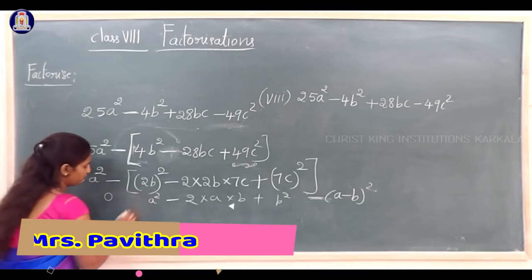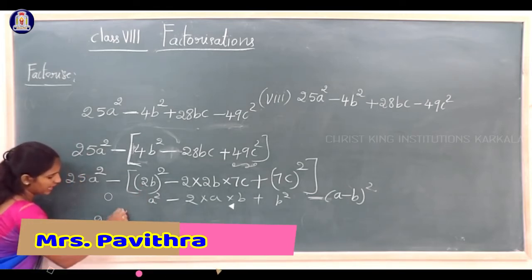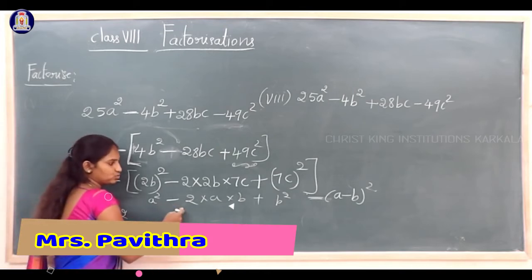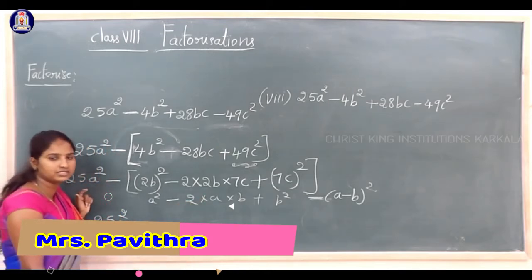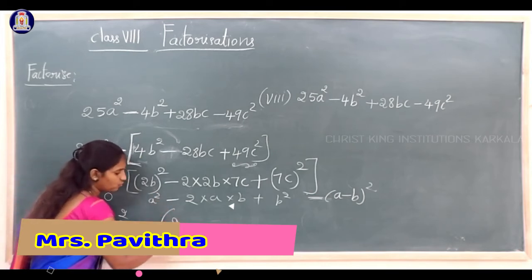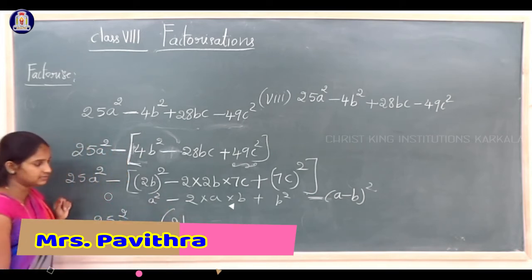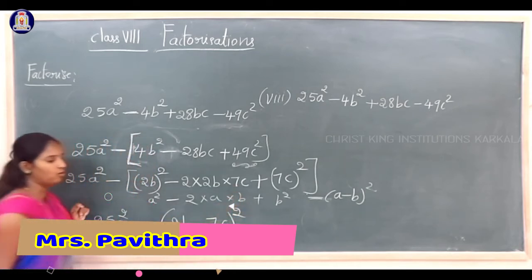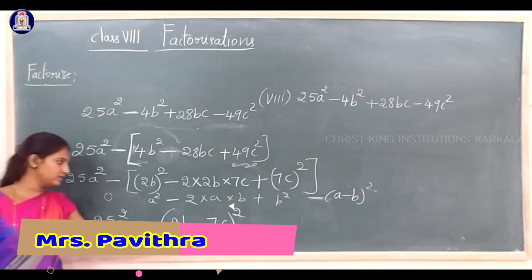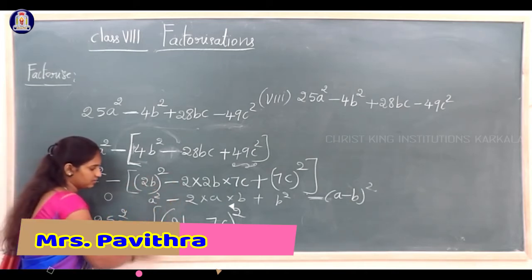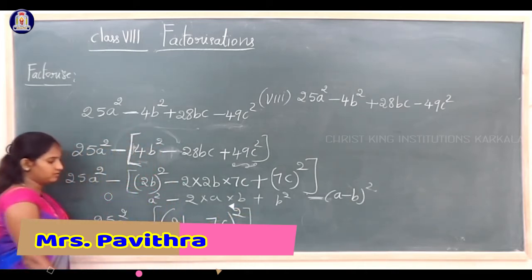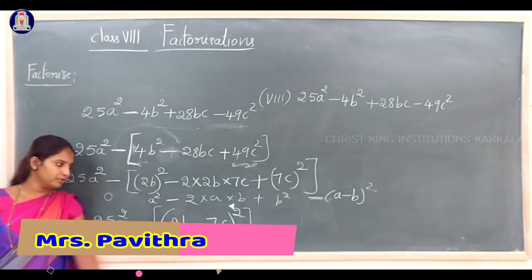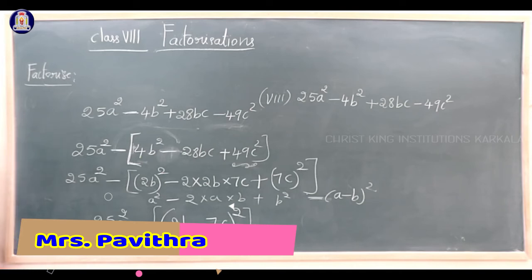a is 2b. So write 25a square as it is, minus a square minus 2ab plus b square is a minus b whole square. a is 2b, minus b is 7c, 7c the whole square. If you expand this, you will get the same answer. Okay, so these are the factors of the given expression: 25a square minus 2b minus 7c the whole square.